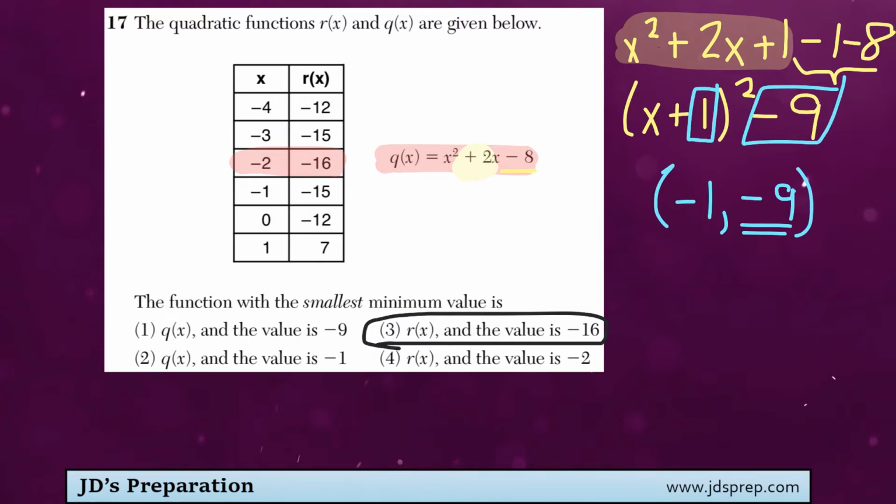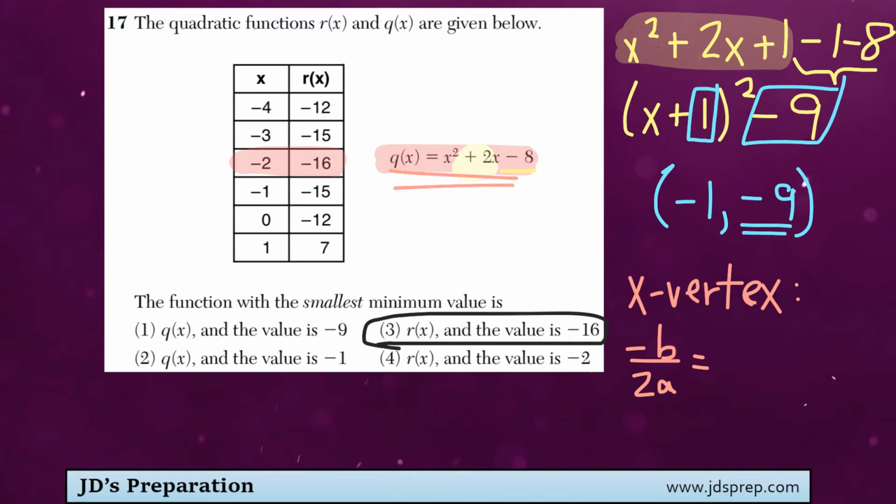And by the way, if you're curious, I did mention that there was another method you could do here to find the coordinates of the vertex of q of x. And to do that, there's actually a formula to find the x coordinate of the vertex. And that formula is negative b over 2a. So our b value is positive 2.